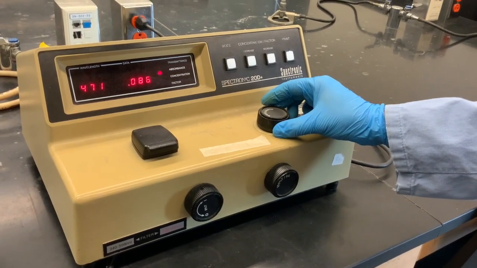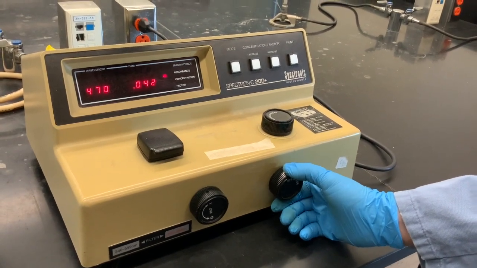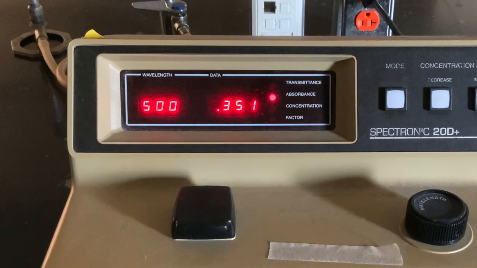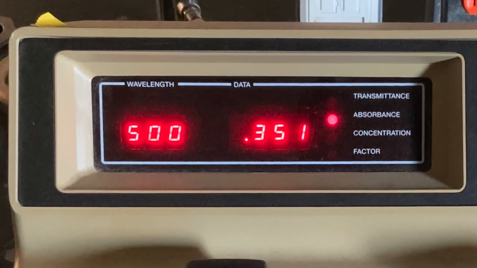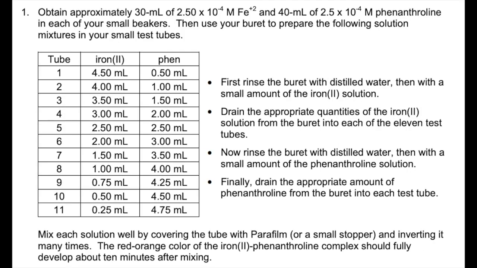Once we repeat all of the measurements, we will find a wavelength that gives us the highest absorbance. In this case, we find this following combination to be our lambda max. Next, we will use the lambda max to measure the absorbance of all our samples from 1 to 11.